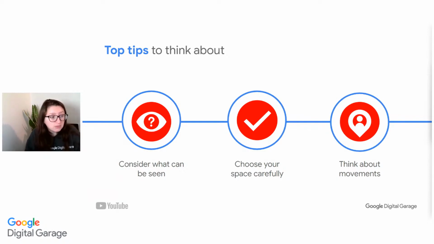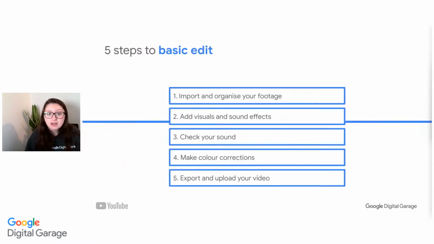And once you've done the filming and the planning, and you've made those clear decisions, the final thing to think about is creating yourself an edit. Now, 5 basic steps to an edit and how you're going to create that process.